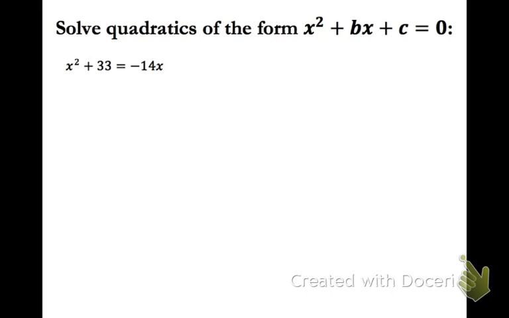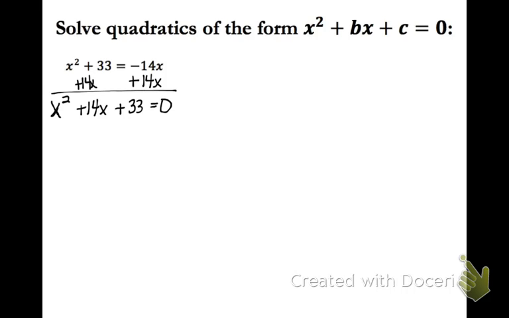Okay, our first example here, we're going to want to make sure that it's set equal to 0, which it's not here because I have the 14x on the wrong side. So I'm going to add over 14x, and it's actually going to end up going between my x squared and my 33. So we have x squared plus 14x plus 33 equals 0.